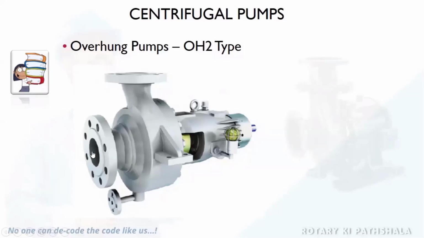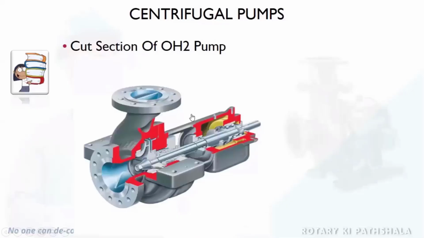This is the suction, this is the discharge. This is the bearing housing, this portion you see is the mechanical seal, and this is the mounting arrangement on the base plate pedestal. We'll see the cut section of this pump. Suction is taking place from here, this is the discharge, and this part is the impeller. Liquid enters from this side, goes to the volute, passes through like this, and comes out of the discharge nozzle. And these are the bearings. You can see these are the two bearings, but on the same side, and this is the mechanical seal. So this is the OH2 pump.